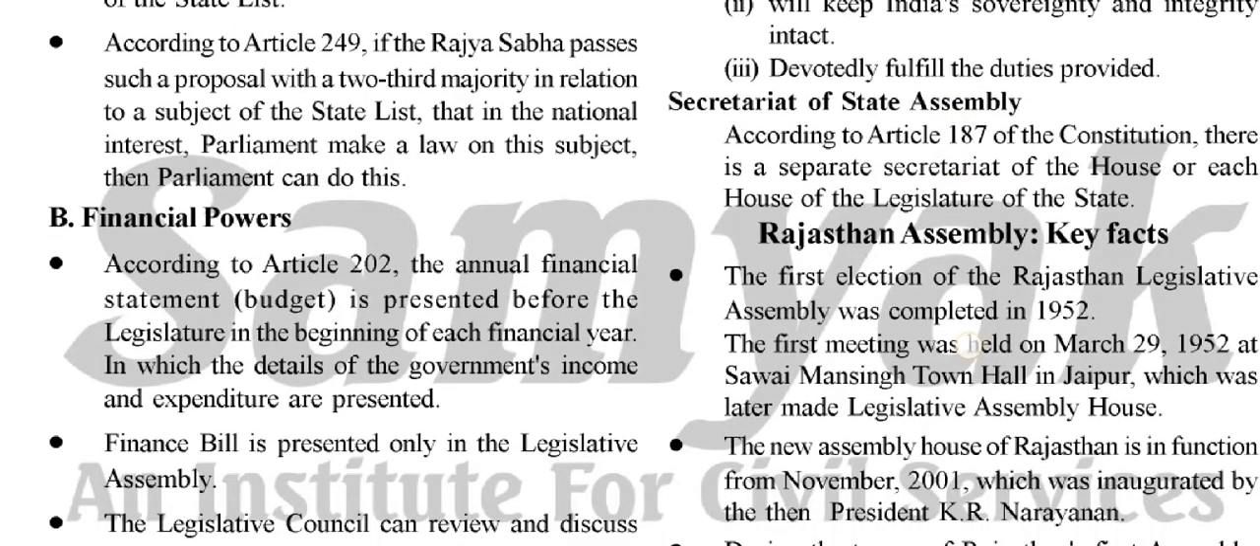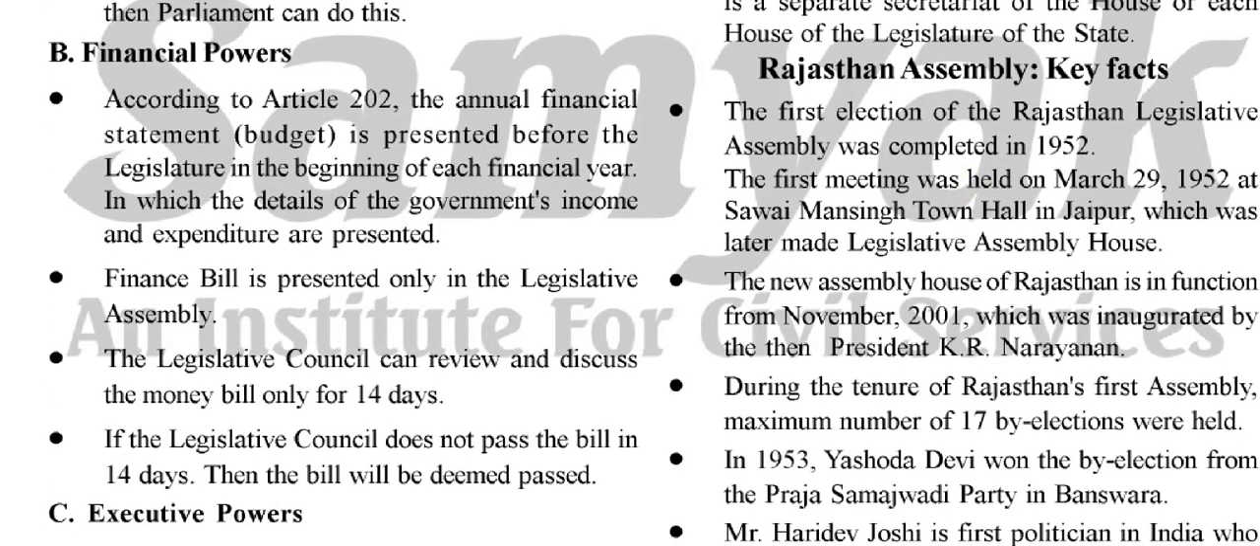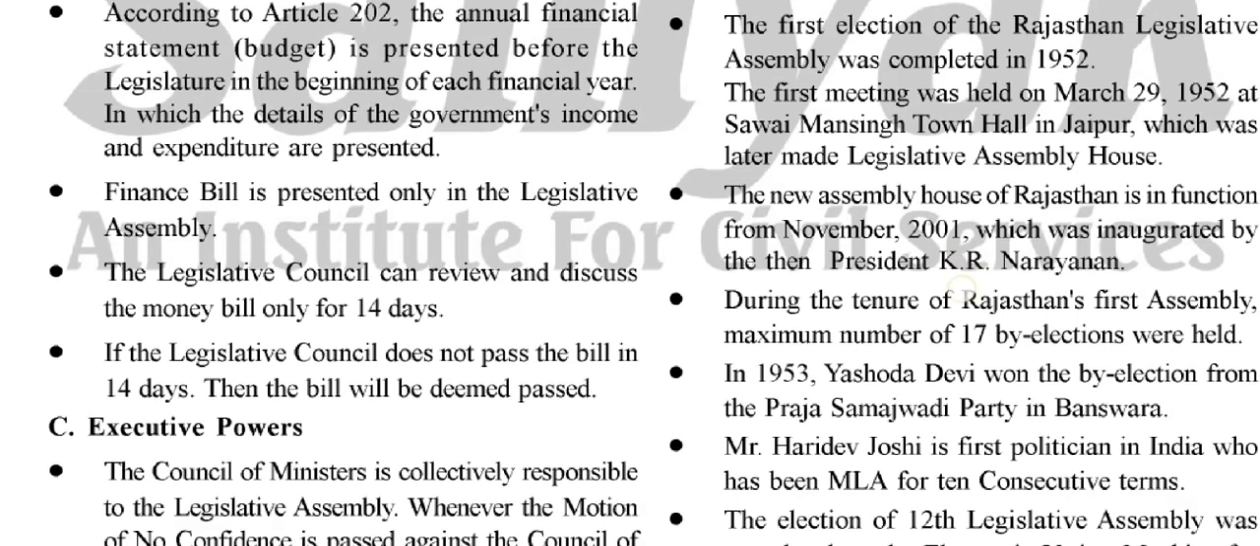B. Financial powers. According to Article 202, the annual financial statement, the budget, is presented before the legislature in the beginning of each financial year, in which the details of the government's income and expenditure are presented. A money bill is presented only in the Legislative Assembly. The Legislative Council can review and discuss the money bill only for 14 days. If the Legislative Council does not pass the bill in 14 days, then the bill will be deemed passed.